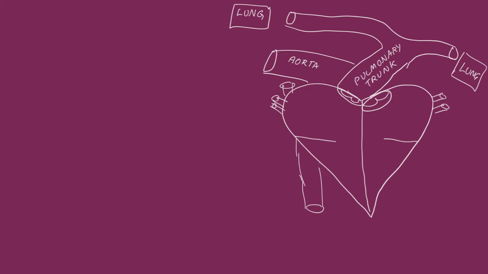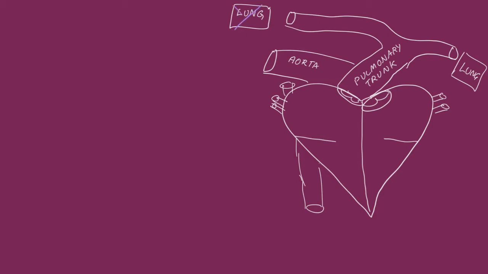Oxygenated blood then returns to the heart via the pulmonary veins, where it enters the left atrium. From the left atrium, the blood flows into the left ventricle, which pumps the blood to the aorta, which takes the blood to all parts of the body.